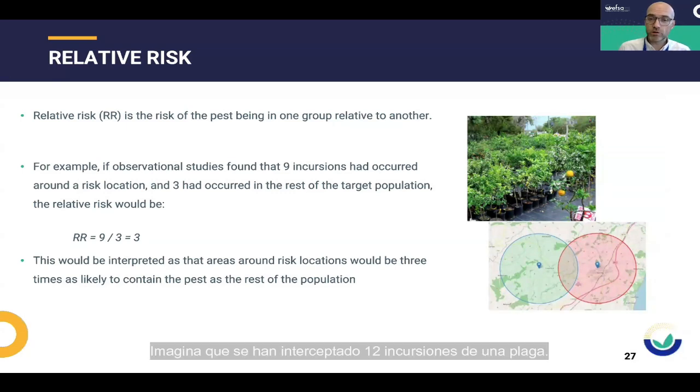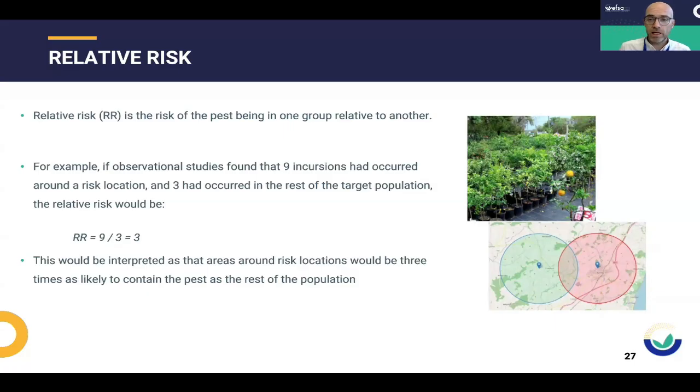So imagine that 12 incursions of a pest had been intercepted. Nine had occurred around a risk location and three of them in the rest of the population. So that would tell us that the relative risk of that risk factor would be 3, because it was 3 times more likely to occur there than it is in the rest of the population.